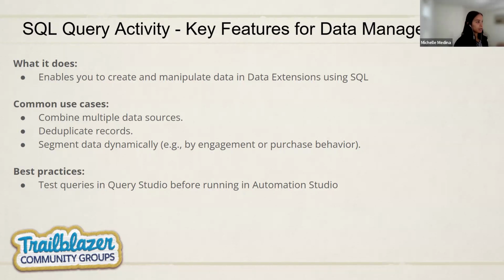Just a best practice here, especially because some queries can get complex: you should test your queries in Query Studio before actually running them in Automation Studio. If you don't have Query Studio in your business unit yet, it's in the AppExchange, and it should be a free download. It's a great tool to help you test what your query would output. You can see how many records, or examples of records, it would output, or whether there's an issue we're troubleshooting and no records are being displayed. Instead of having to run the full automation, you can just run it in Query Studio, and it gives you an example of what that would look like.